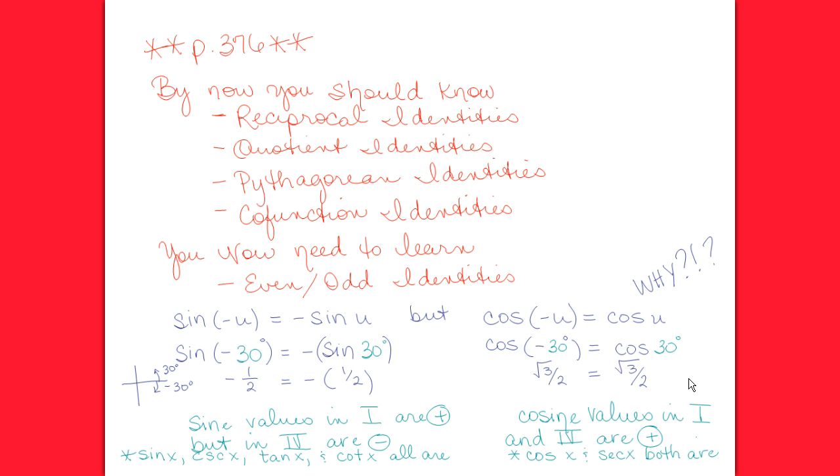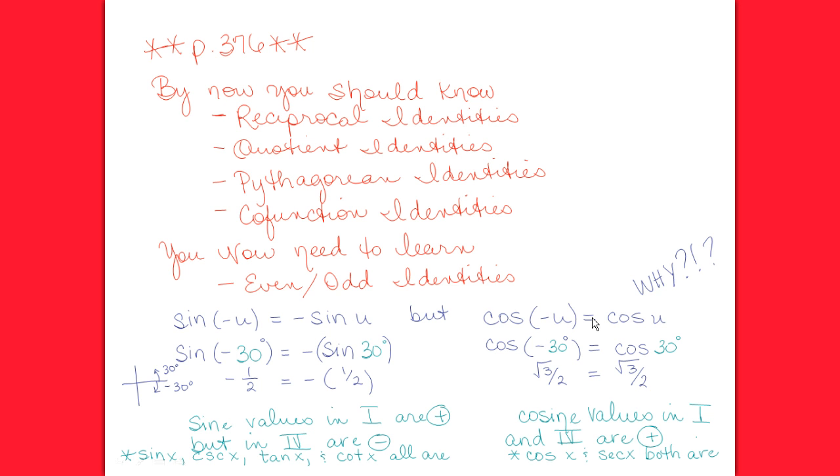Whatever the sign is in the fourth quadrant, positive or negative, is what is going to be out in front of this right-hand side. So for sine, cosecant, tangent, and cotangent, they're all going to have the negative over here. For cosine and secant, they're going to have the positive here. It's whatever their sign is in the fourth quadrant.